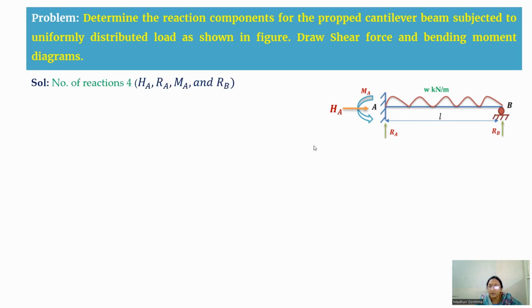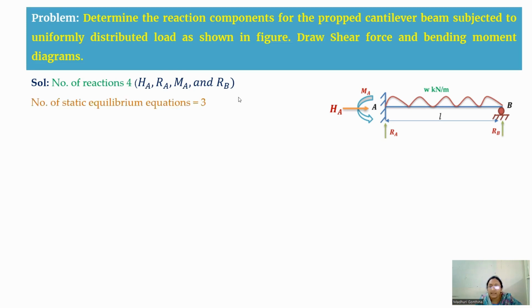For this beam, you can see that A is a fixed support. So for this fixed support, you are going to have three reactions. One is horizontal, another is vertical, and another is moment. Therefore, HA, RA, and MA. And coming to this B support, it is a prop, which is like a roller support. So it is having only one reaction, that is a vertical reaction, which is RB. So total number of reactions are 4. That is HA, RA, MA and RB.